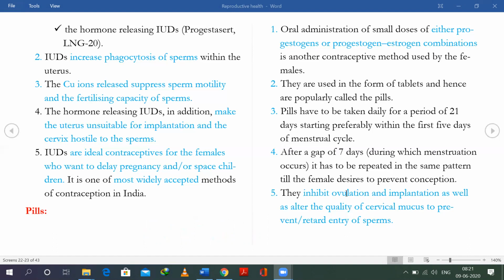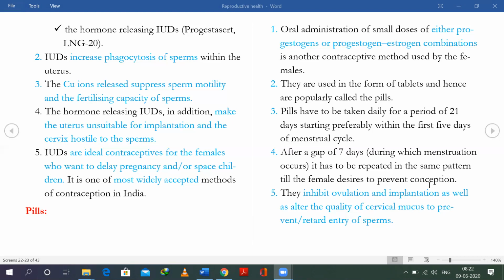Because the ovulation happens on day 14, and we have started the pill on day 3 itself, in these 10 days it is not allowing the ovulation to occur, and implantation will not be there as well.